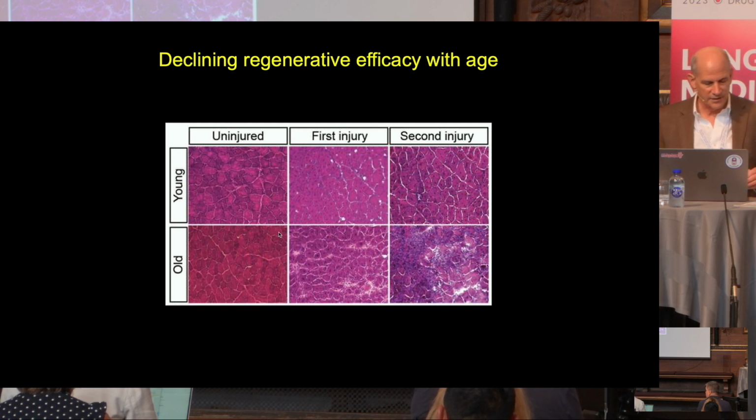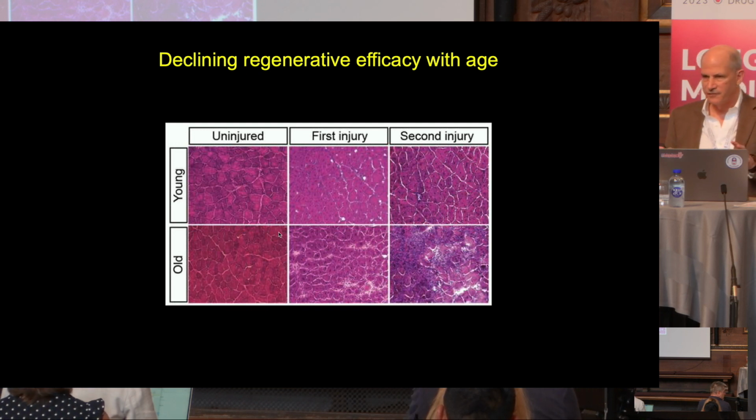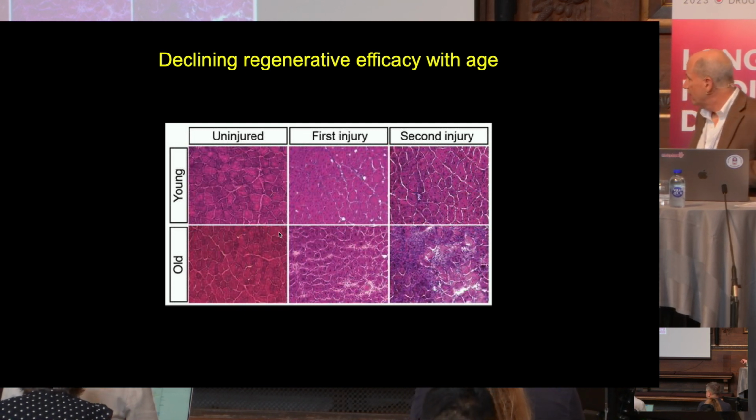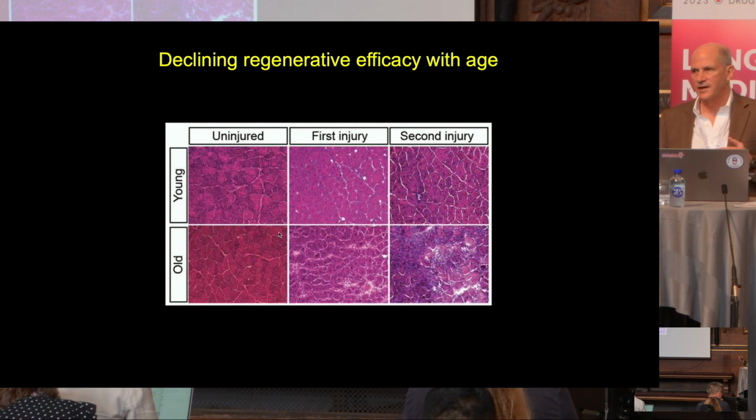So really excellent regeneration. Whereas in an old animal, even after a single injury, within a few weeks, you start to see some impairment of regeneration. And you see little areas of unrepaired muscle, which will end up being depositions of matrix, and ultimately we will call that fibrosis. If you're given a second injury, there's even a longer delay in the regeneration. You see persistent inflammation.